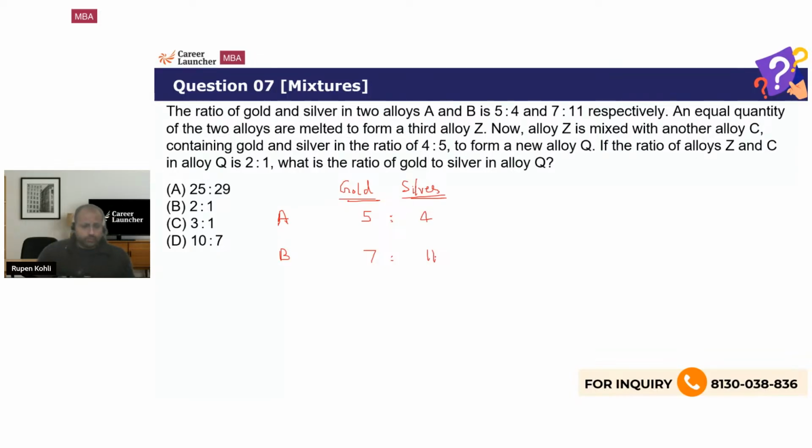Since equal quantities have to be taken, the total quantity of A and B has to be equal. Right now, if I look at the numbers in the ratios, this is 5 plus 4, which is 9, and this is 7 plus 11, which is 18. I need the numbers to be equal, so I would just double 9 to make it equal with 18. So I will just double these numbers, 5 into 2, 4 into 2, 10 and 8.